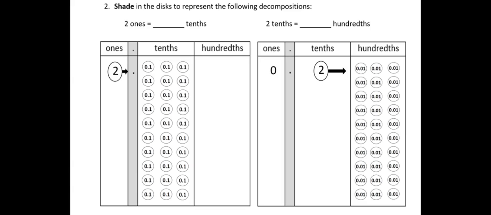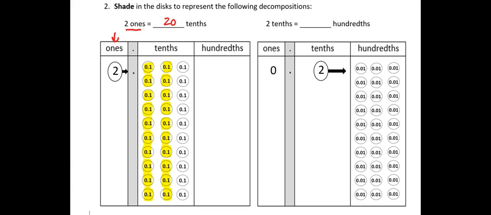In the next section, we're going to decompose whole numbers into tenths and then tenths into hundredths. I start with 2 ones, and you can see I have 2 in my ones place, and I'm going to show the 2 ones as tenths. Well, it takes 10 tenths to make one whole, so I'll start by shading in 10 of the 10th discs. So now I have one whole shaded in. I need to shade in another 10 discs to represent the second whole. Altogether, to show 2 ones, I've shaded in 20 of the 10th discs. So 2 ones is the same thing as 20 tenths.